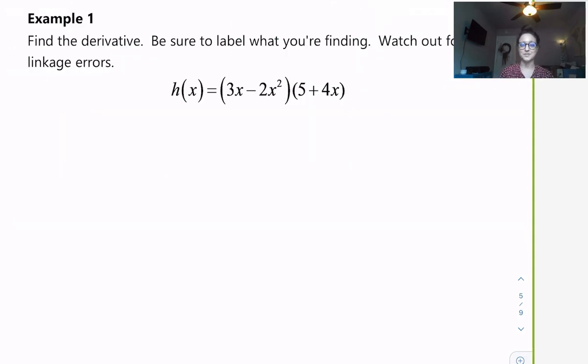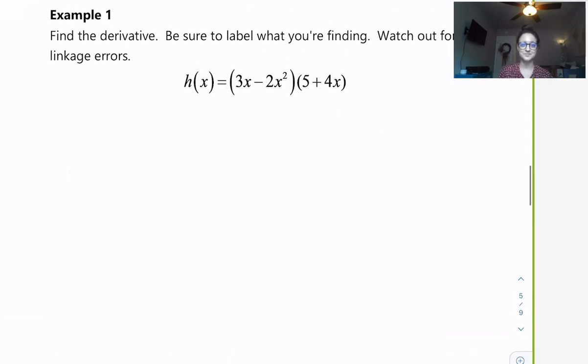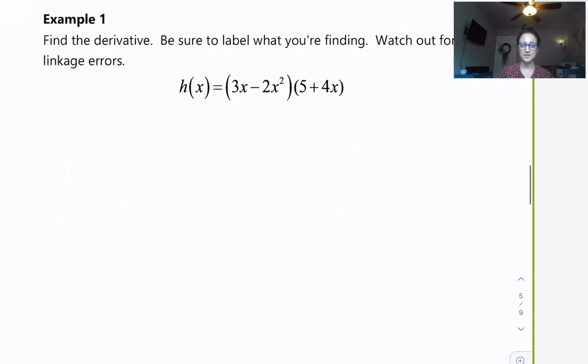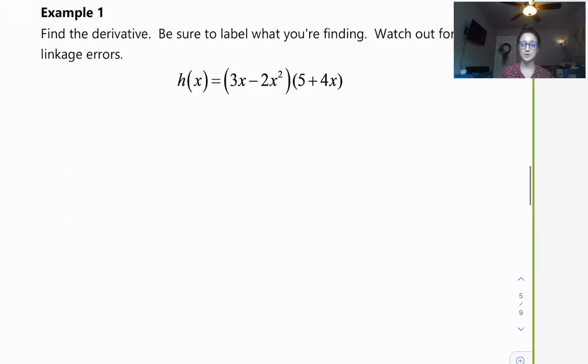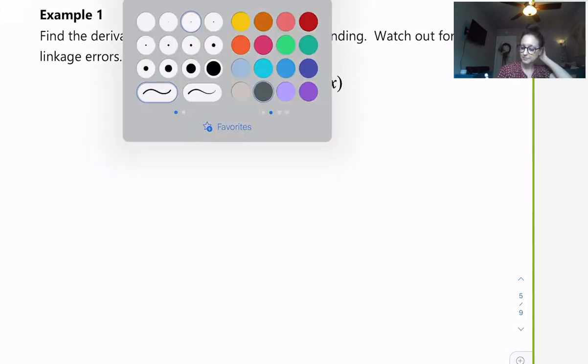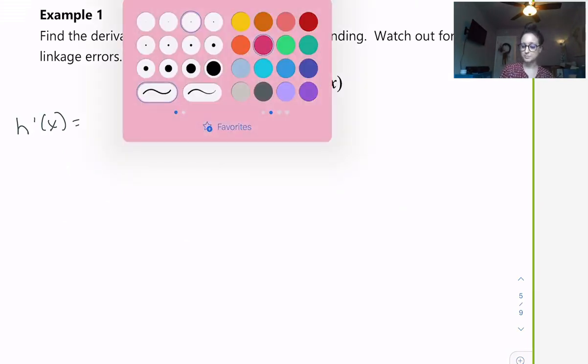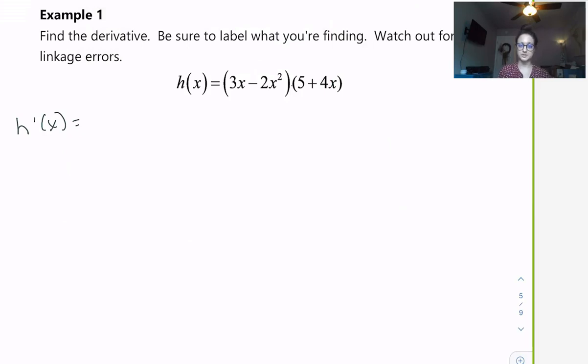All right, so I'm going to force a pause on your screen. Let's bring this up a little bit. Can you write h of x on your screen? And then we will do this together. All right, so it says example 1, find the derivative. Be sure to label what you're finding and watch out for linkage errors. Okay, so what am I finding? I'm finding h prime, and I know I need product rule here. Why? Because I have a product of two functions, right?